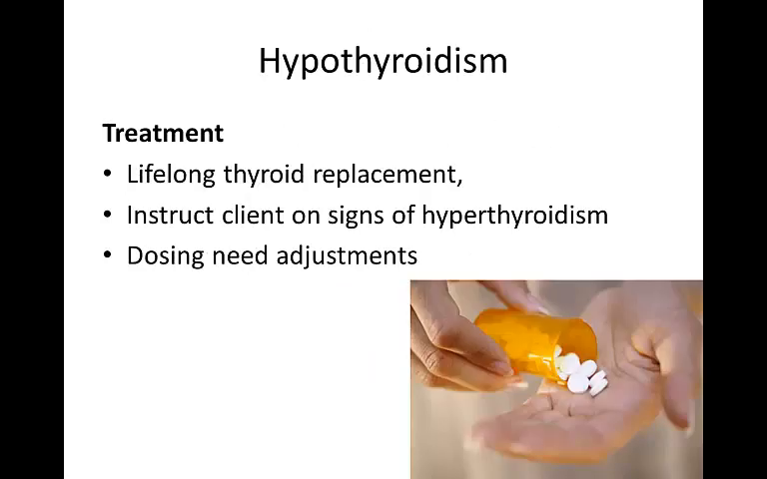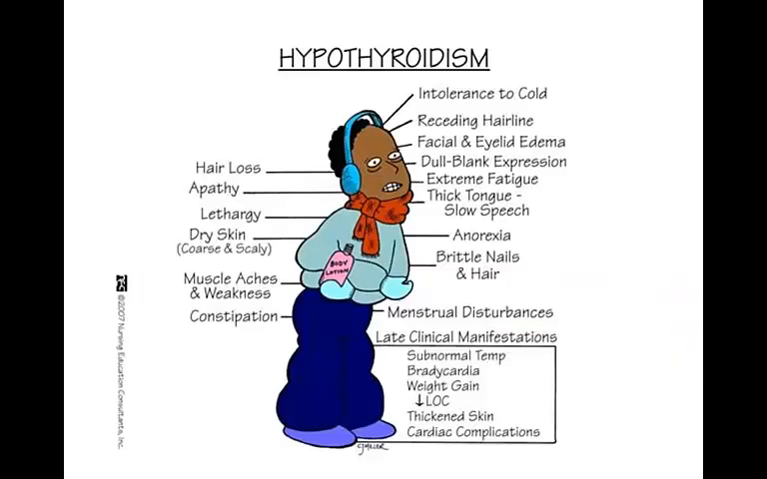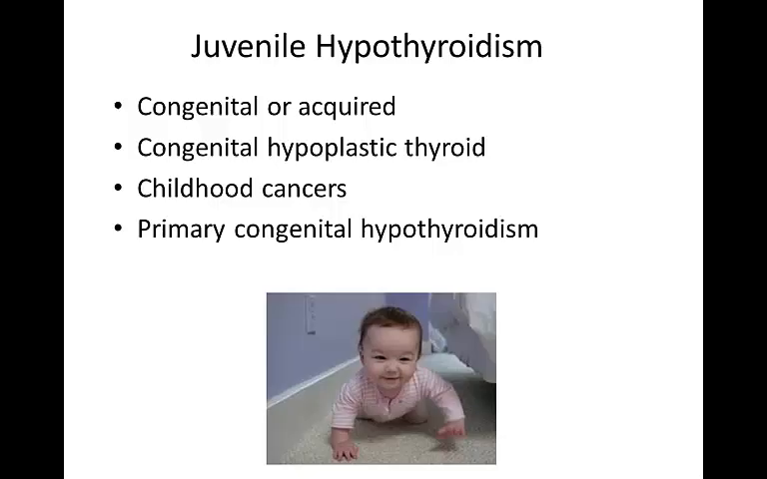Treatment for hypothyroidism includes lifelong thyroid replacement. Starting dose needs to be monitored. You want to avoid hypertension, heart failure, or MI. Instruct the clients on signs of hyperthyroidism, and dosing needs are adjusted with age as metabolic demand increases, and assess for cardiac disturbances in elders that are on thyroid replacement. This just gives you another look at all the different manifestations of hypothyroidism.